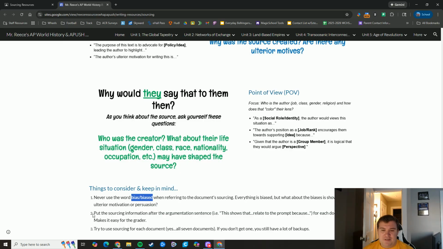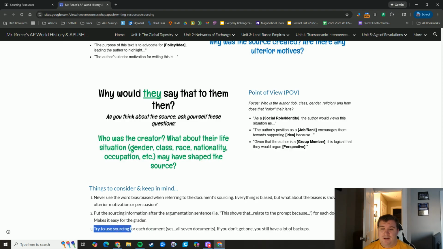Put the sourcing information, this is number 2 by the way, after the argumentation sentence. So as you guys know, you're going to put in Doc whatever, it says this, and this is the source. This is how it relates to my thesis or the prompt. And then after that, you're going to put the sourcing information after that.